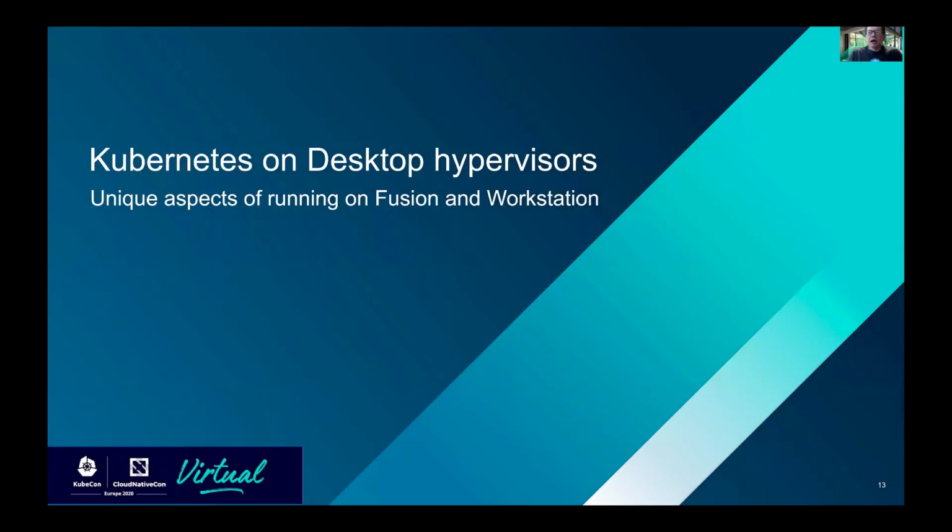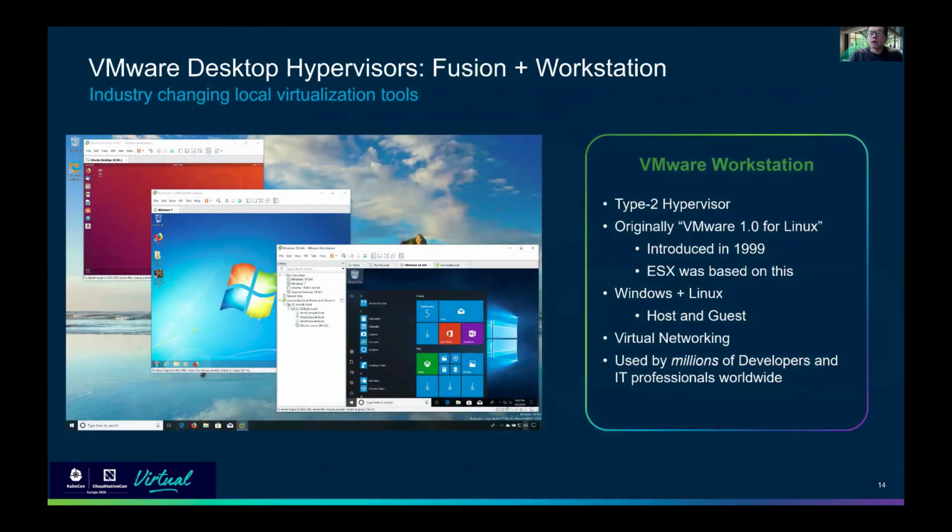Thank you, Myles. I'm going to move on to running Kubernetes on VMware Desktop Hypervisors. The Desktop Hypervisor was actually VMware's first product back in 1999, and it was first hosted on Linux. This first generation of products was the origin of the server class hypervisor products. Even though VMware is best known in data centers, the desktop hypervisors for Linux, Windows, and Mac are installed on millions of computers.